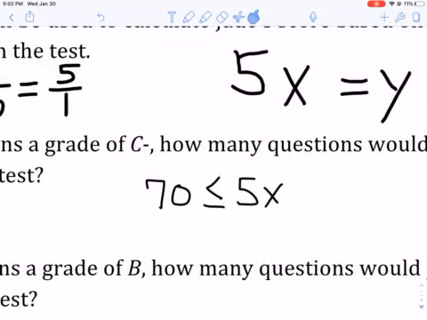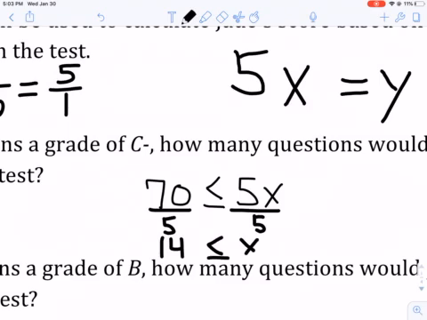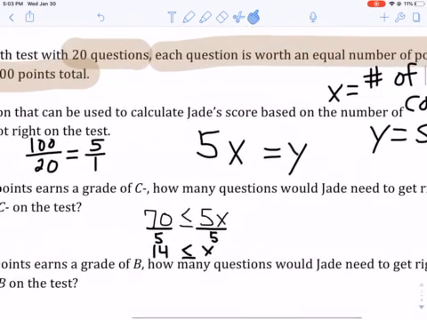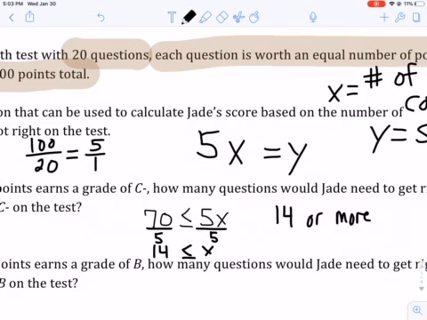Now I'm going to use the division property of inequalities by dividing each side by 5 here. By doing that, I get 14 and then x, which tells me I would need to, or in this case, Jade would need to get 14 or more questions right. Because she can get more questions than that. That's awesome, because you're going to get higher than the 70.